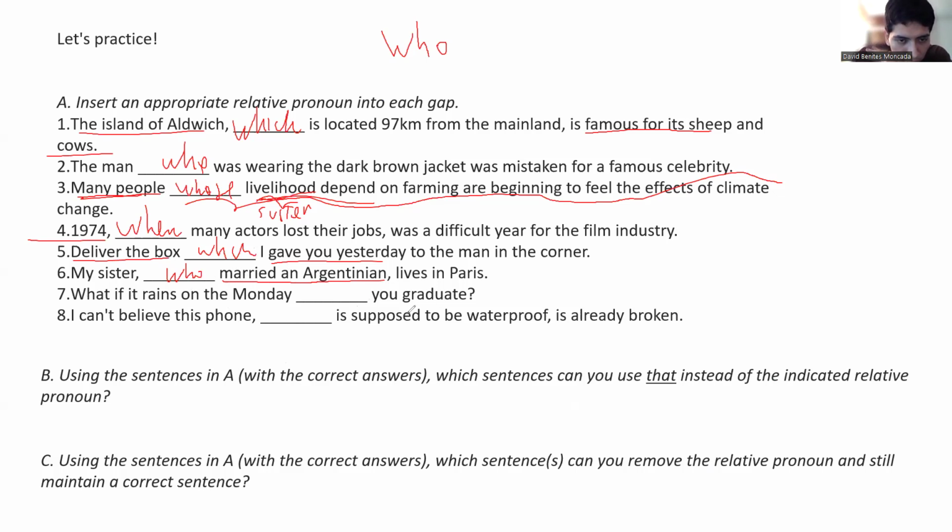What if it rains on Monday? Dice, ¿qué pasa si llueve el lunes? On Monday, ¿qué sería? Who, when, which, where: when, porque me habla de tiempo. Y la última dice: I can't believe this phone is supposed to be waterproof. It's already broken. No puedo creer que este teléfono, waterproof es a prueba de agua. Entonces sería which.